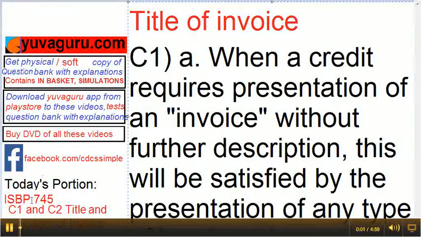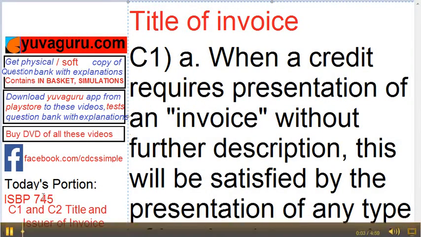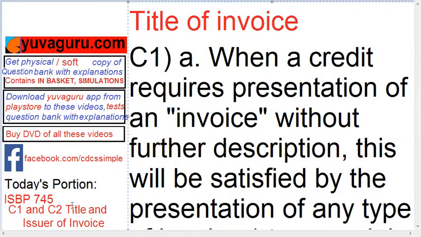Let's study C1 and C2 of ISBP 745: title of invoice and issuer of invoice. Let's start. Title of invoice, C1.